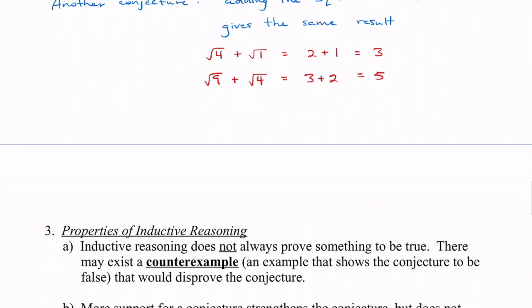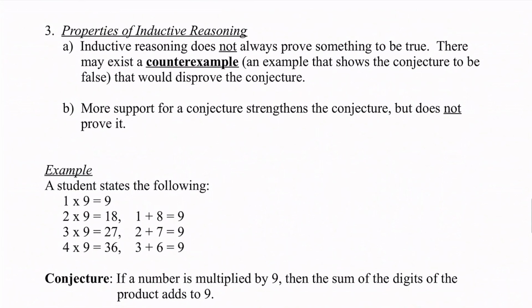So moving from there, the next thing we're looking at here are properties of inductive reasoning. It says for inductive reasoning, it does not always prove something to be true, right? Like the one example I said where every time you wore blue shoes and it rained that day, just because you keep wearing blue shoes and it happens to rain, that doesn't prove that that is always going to happen. There could exist a counterexample. So maybe one day you wear your blue shoes and it doesn't rain. Okay, that would prove that wearing those shoes does not make it rain.